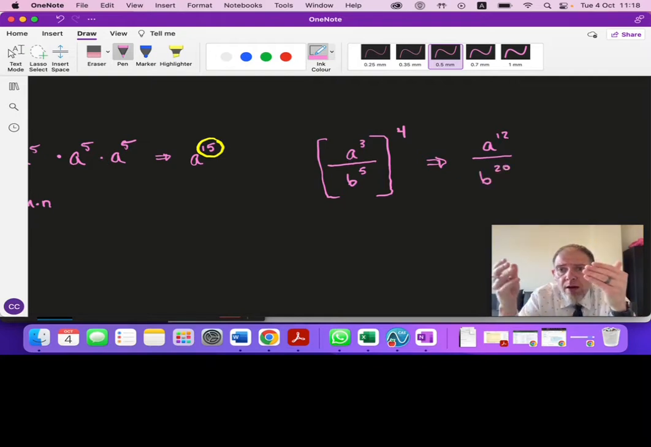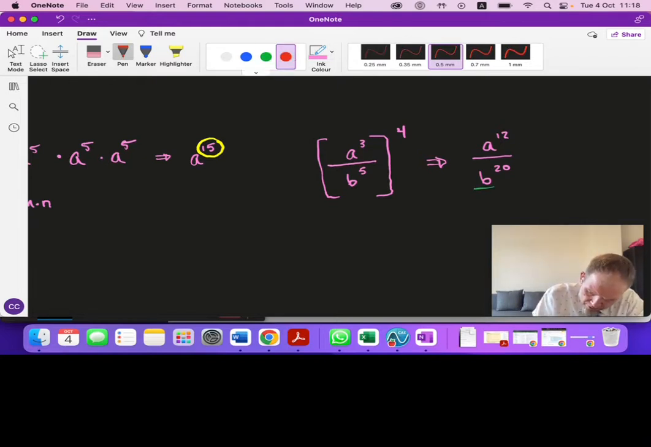Now notice, I can't do anything further with this. My bases are different. This one on the bottom is a B base, and this one on the top is an A base. I can't do anything further. I'm just stuck there, but it is simplified. I've gotten rid of my brackets. I've simplified things.